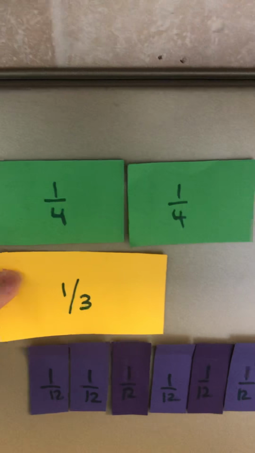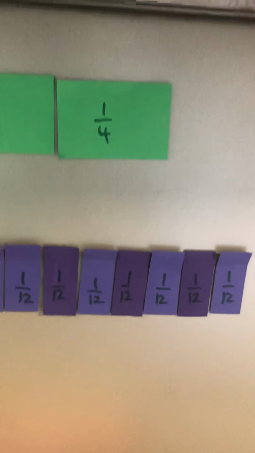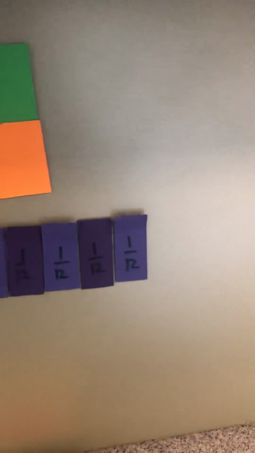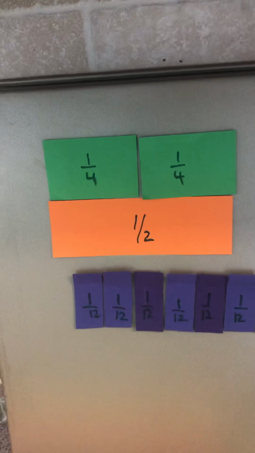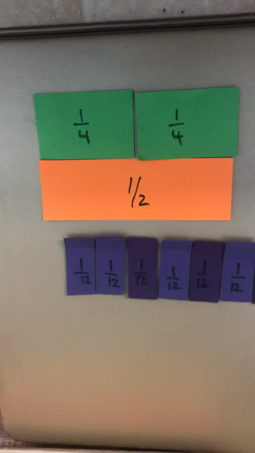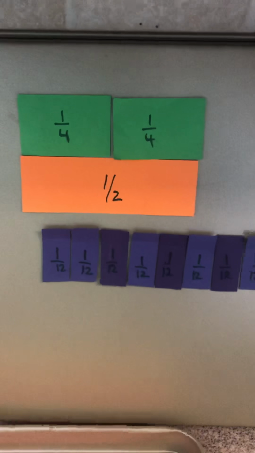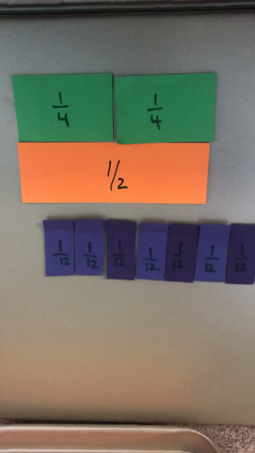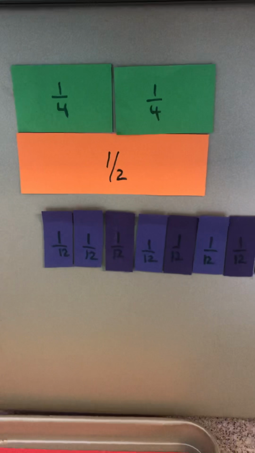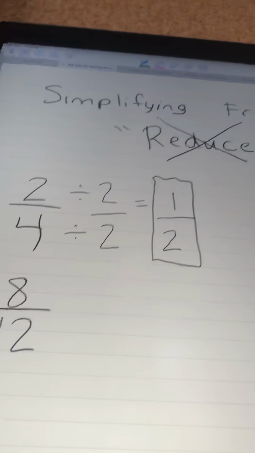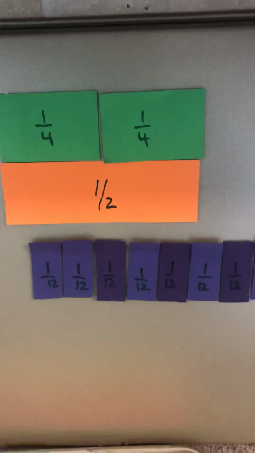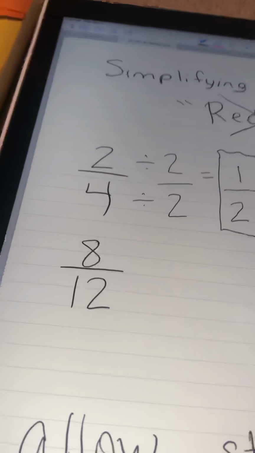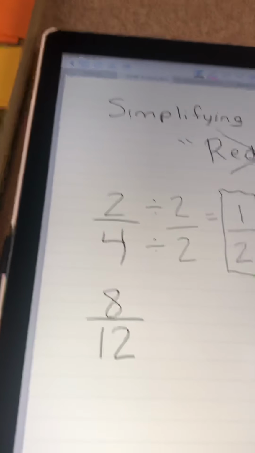1/3 clearly is not the same size, so that would not help them simplify. But they may pretty easily recognize that 2/4 is the same size as the fraction 1/2, so that can allow them to understand why 2/4 can be simplified to 1/2. And then eventually, when you get to the procedure, this will make sense because they can see and remember that 2/4 is the same size as the 1/2. The next one I have is 8/12.